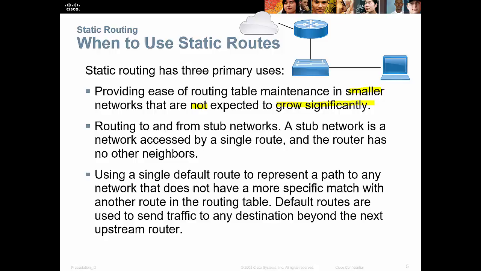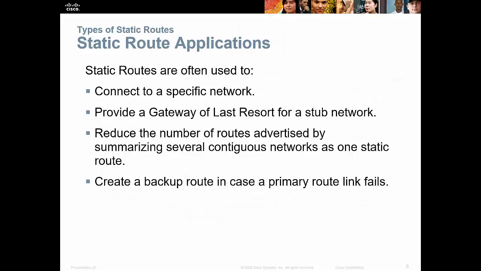And then the last use is using a single default route to represent a path to any network that does not have a more specific match within the routing table. So if an address comes in that doesn't match anything specifically in the table, it goes to the default route. Static routes are used to connect to a specific network, provide a gateway of last resort for a stub network, so that's that interface out to the rest of the world, and reduce the number of routes advertised by summarizing several contiguous networks as one static route. And then you can also use these to create a backup route in case the primary link fails.